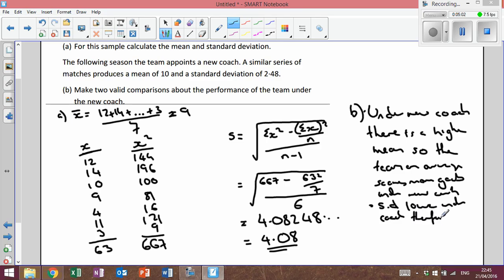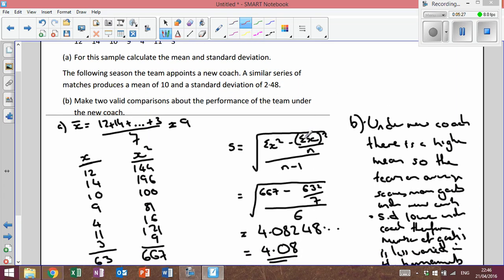Therefore, the number of goals is less varied in the tournaments. Okay, so remember, standard deviation measures how spread out they are. So the fact that there's a lower standard deviation means that it's more consistent, it's less variation. Okay, so let's look at marks. 1 mark for the mean, second mark for having the two totals correct for your x and x squared, third mark for your substitution, fourth mark for your standard deviation, and 1 mark for each of your explanations.